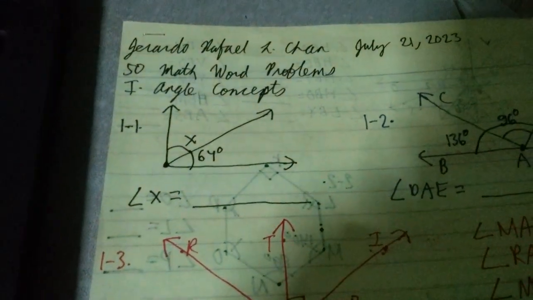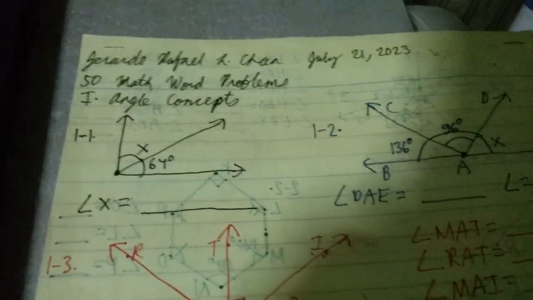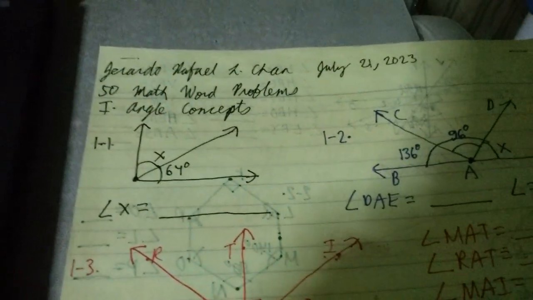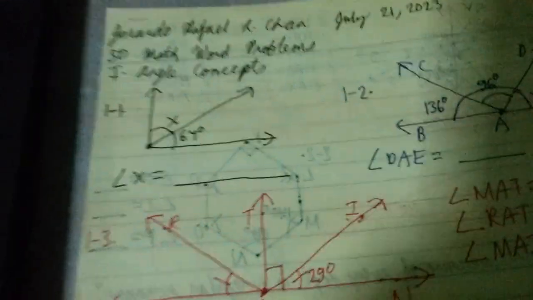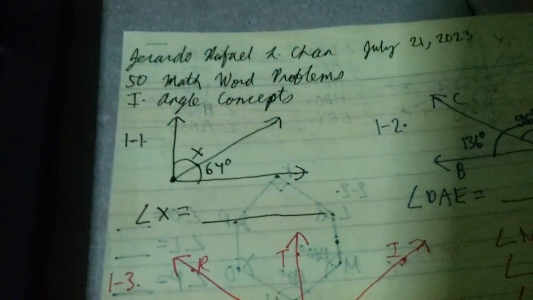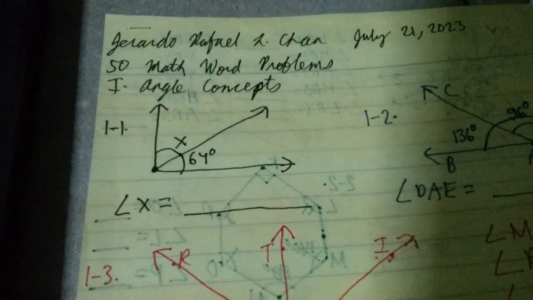Okay, everybody, welcome back. Welcome to my ultimate course of math in geometry. We have 50 word problems to go along with. So let's begin. First of all, let's start with problem 1. In the first part, we have angle concepts. We're going to play a game called angles.